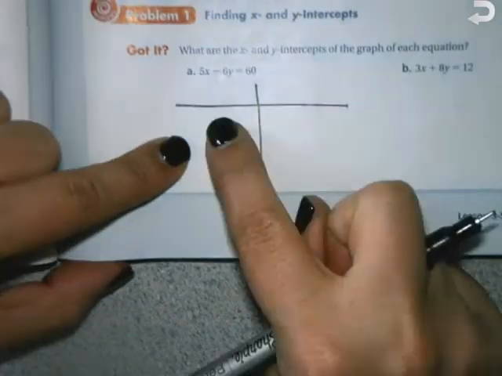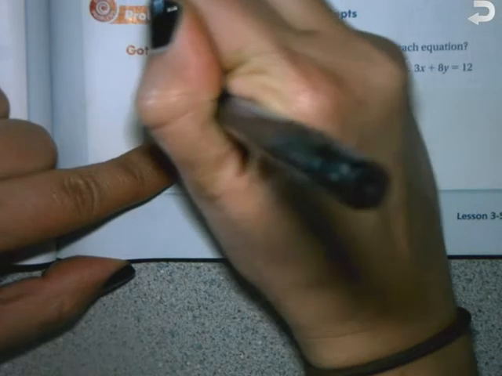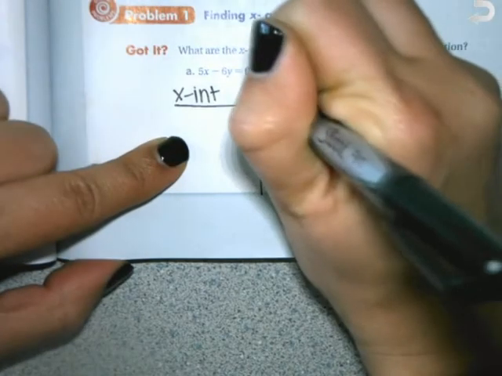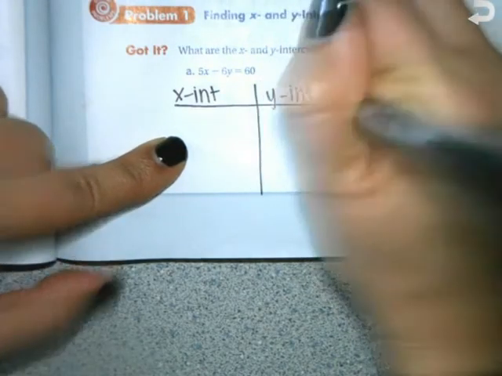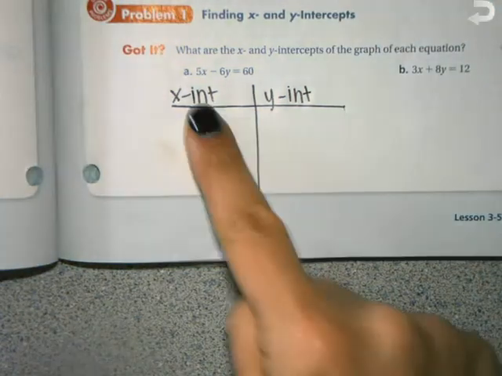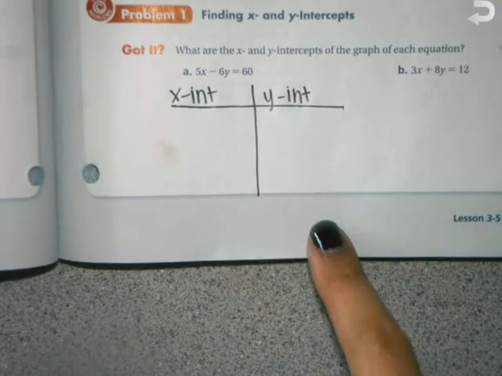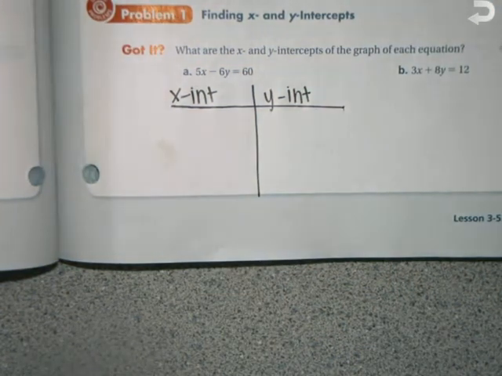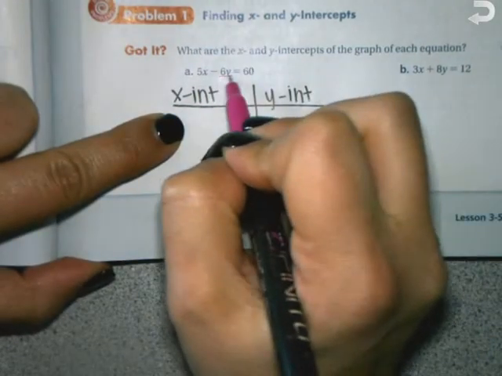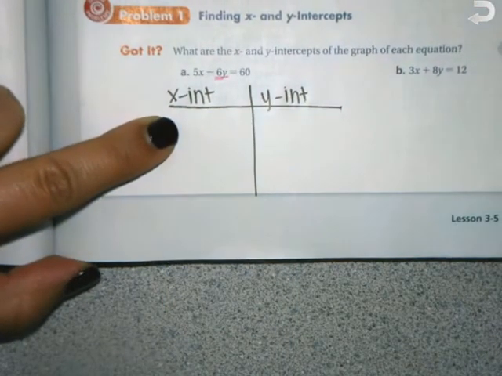On the left side, I title it x-intercept, and on the right side, I title it y-intercept. Then I show all my work for the x-intercept on the left and all my work for the y-intercept on the right. To find the x-intercept, that's where y is equal to 0. So I plug in 0 for y.